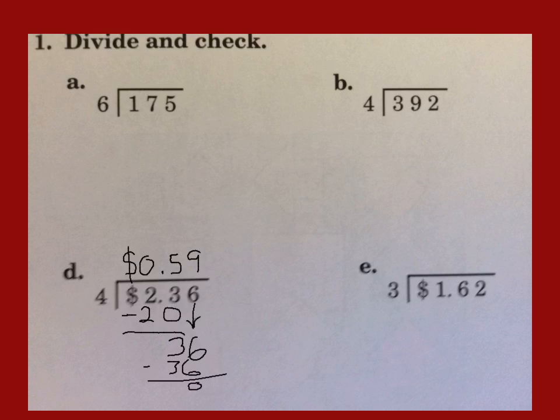Checking our answer, 59 times 4. 4 times 9 is 36. 4 times 5 is 20 plus 3, 23. And that's the same, so it does check.